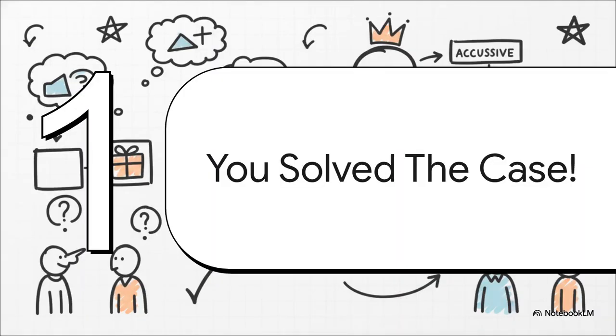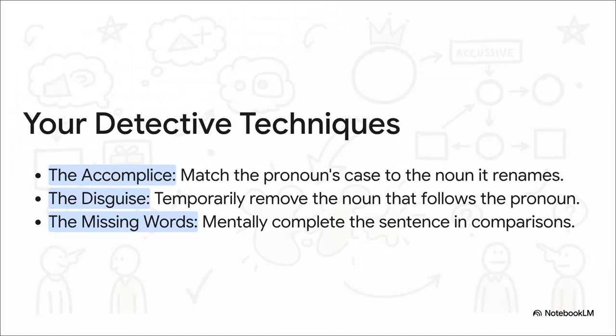And just like that, you've done it. By learning how to spot these 3 clues, you've officially become a grammar detective. You now have all the skills you need to solve these tricky pronoun cases with total confidence. So let's do a super quick recap of your new detective techniques. First, for the accomplice, you match the pronoun's case to its partner noun. For the disguise, you just get rid of the noun that follows the pronoun. And for the missing words, you fill in the rest of the comparison to figure out the pronoun's real job.